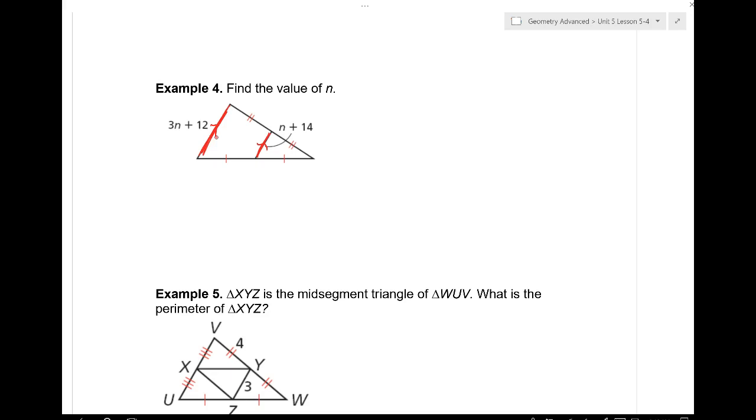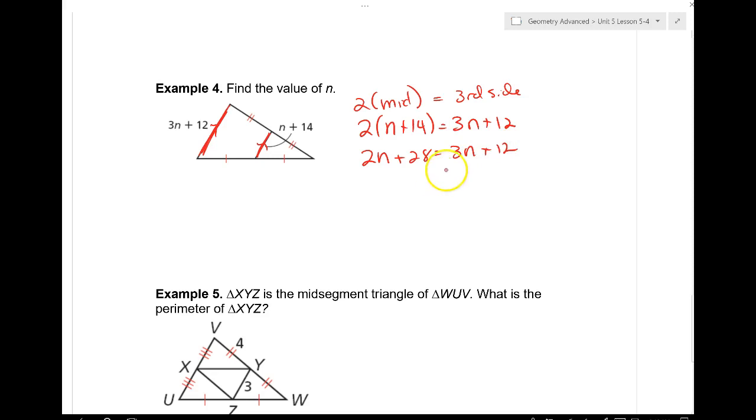I'm not going to take 1/2 of the larger segment to get the smaller one. Can't I use the idea that I'm going to double the smaller one to equal the larger one? So I'm going to go 2 times the mid-segment to equal the third side. So I get 2n plus 28 equals 3n plus 12. When you're solving for it, subtract 2n from both sides. Did you guys get n to be 16?